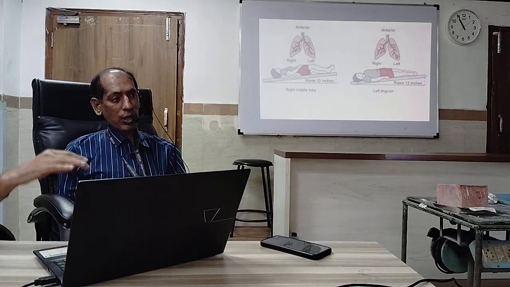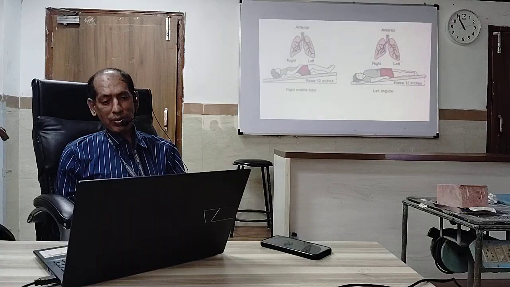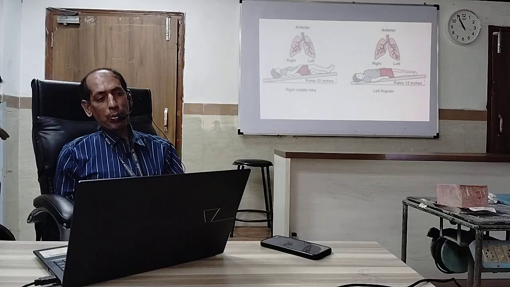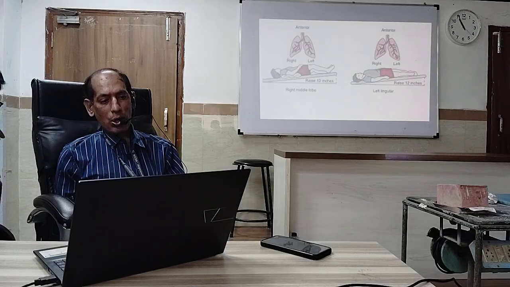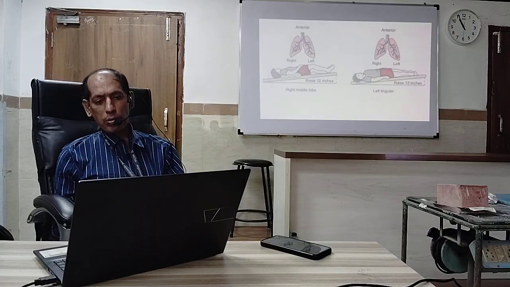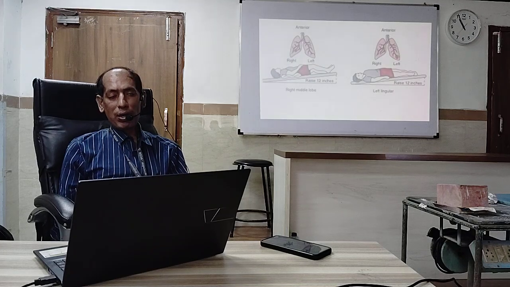And the left lingular lobe corresponds to, you lie on the right side with partially, so this is called quarter prone. So you lie quarter prone for the middle lobe of the right lung, or the lingular lobe of the left lung.